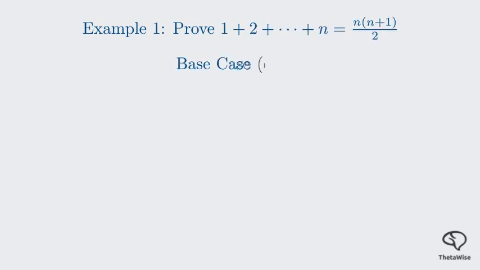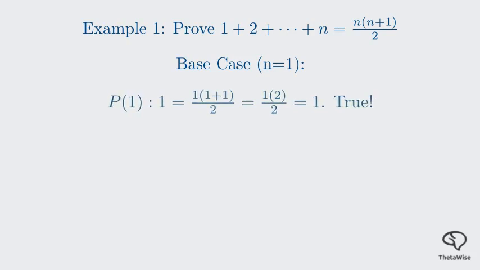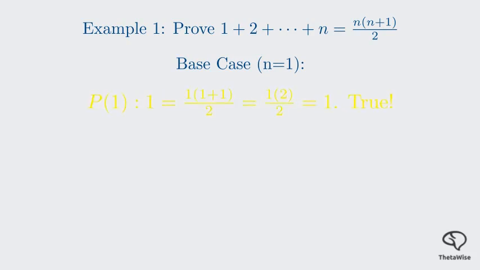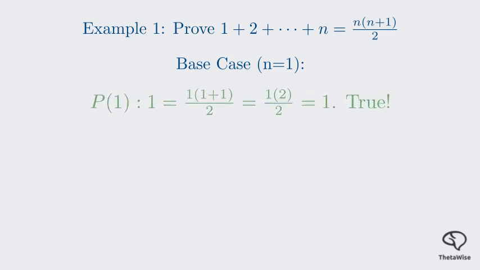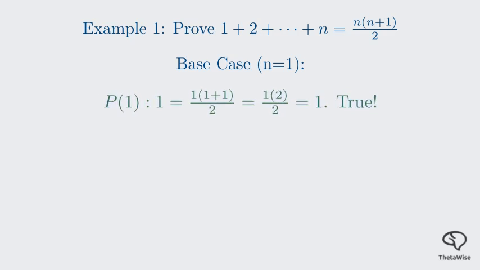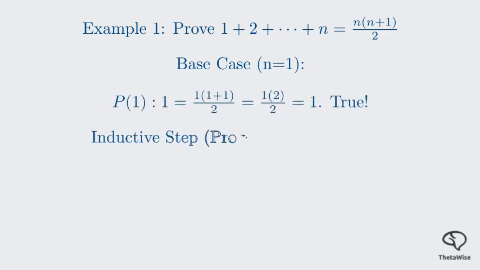Let's start with a classic example, proving the formula for the sum of the first n positive integers. First, the base case. Does this formula hold for n equals 1? The left side is just 1. The right side is 1 times 1 plus 1 divided by 2, which is also 1. Since both sides are equal, the base case is true. The first domino falls. Now for the inductive step.